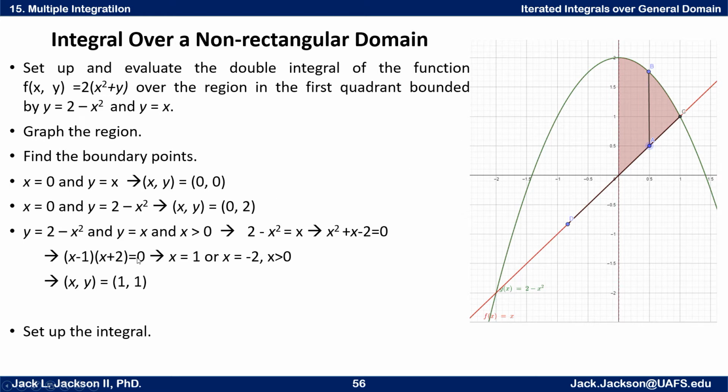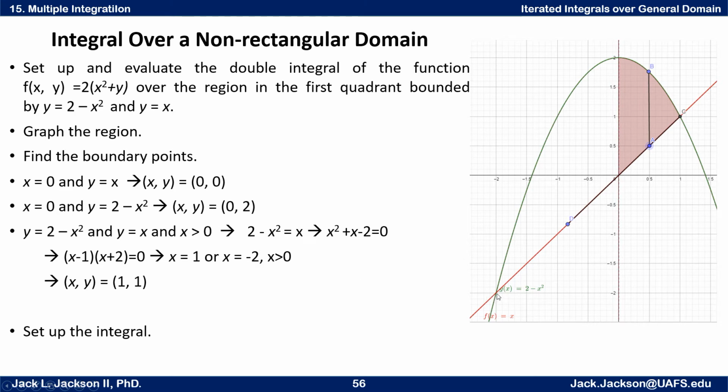So let's see, what can we do? We can replace the y by x here. So we got 2 minus x squared equals x. Solve this by getting everything on one side, 0 on the other side. So add x squared to both sides and negative 2 to both sides. We get x squared plus x minus 2 equals 0. We factor that pretty easily as x minus 1 times x plus 2 equals 0. This means x minus 1 equals 0, which is x equals 1, or x plus 2 equals 0, which is x equals negative 2. But x is positive, so that eliminates this one.